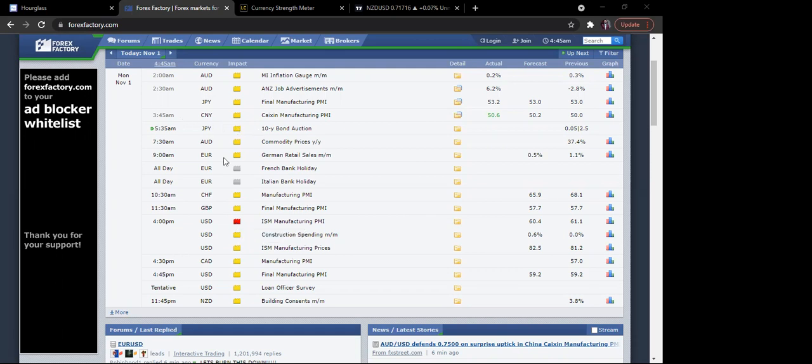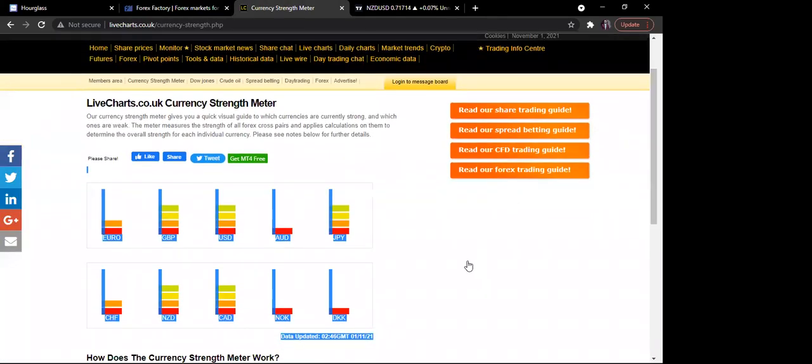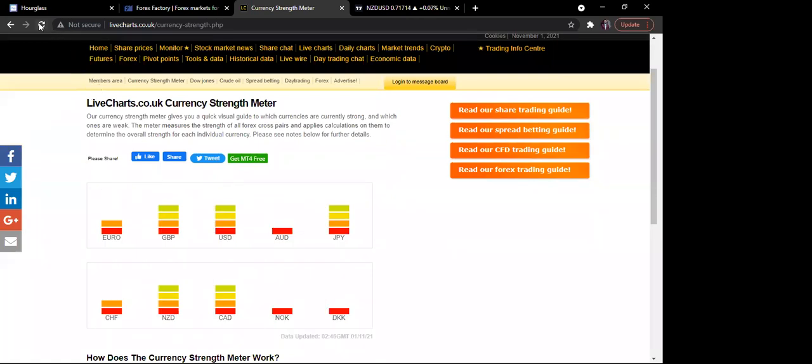Now that we see that we're actually free flowing, what do we do next? We go check the strength of the specific currencies that we actually want to trade. So let me just refresh this page.